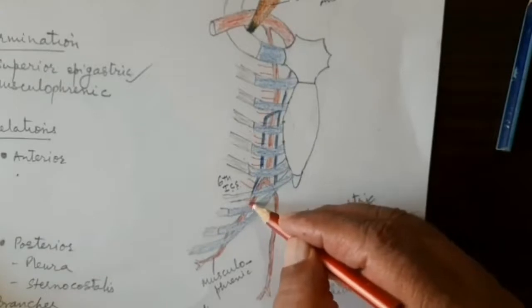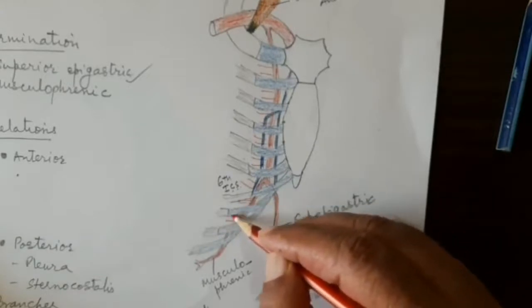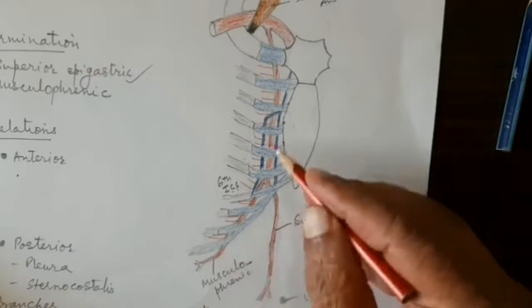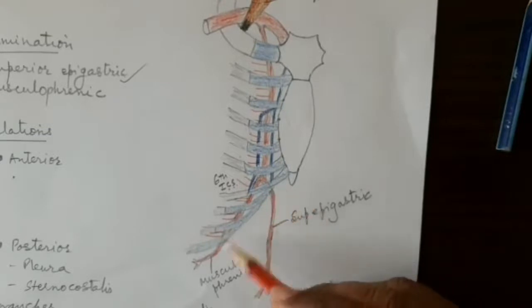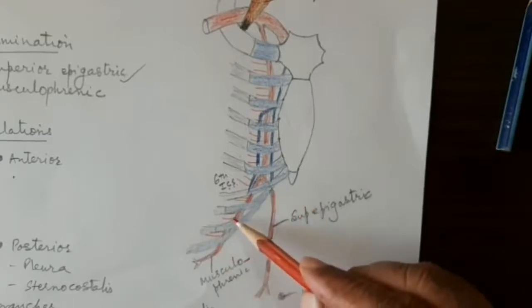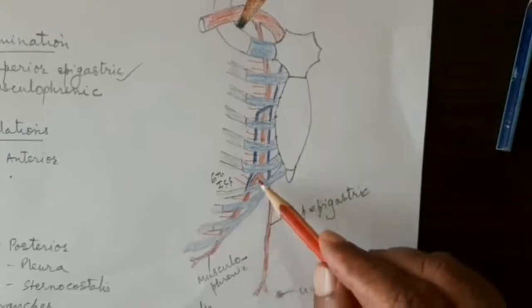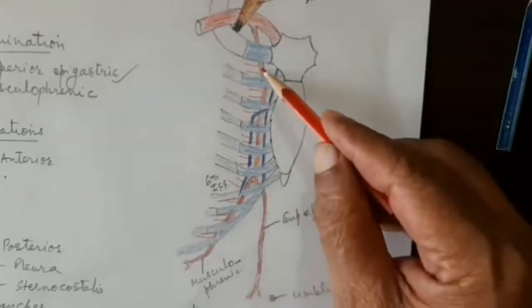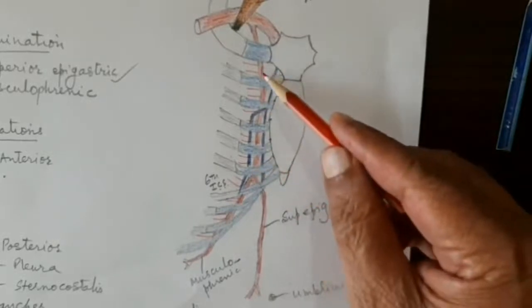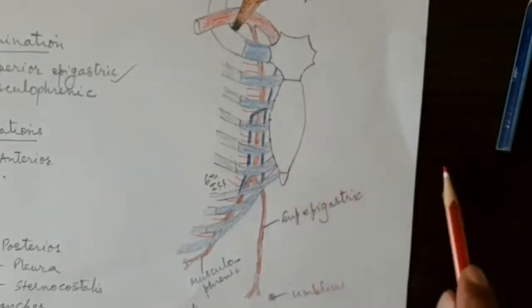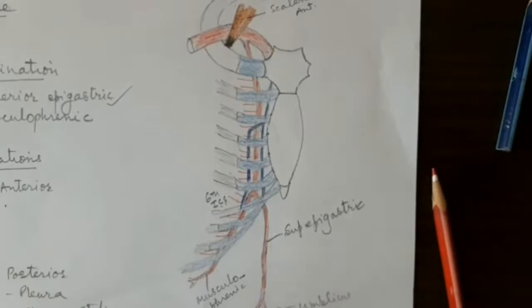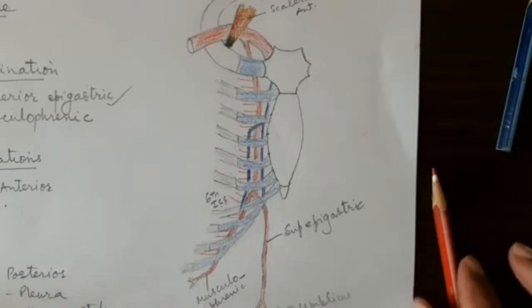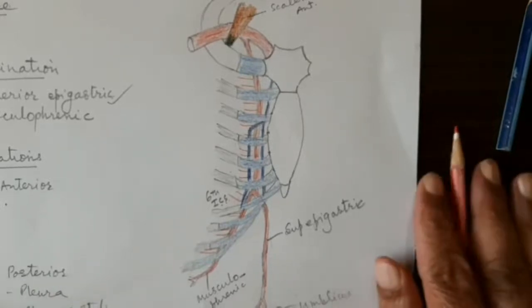Then the seventh space also has two, but they are given by the musculophrenic artery. That means the seventh, eighth and ninth intercostal spaces have anterior intercostal arteries that are branches of the musculophrenic. But in the first five to six spaces, they are branches of the internal thoracic artery. We have already learned that they go laterally and anastomose with the intercostal artery and its collateral branch.